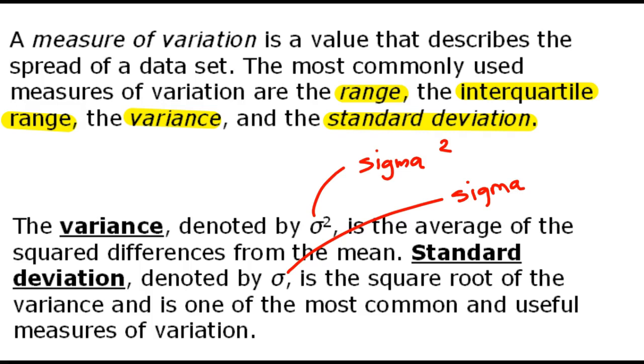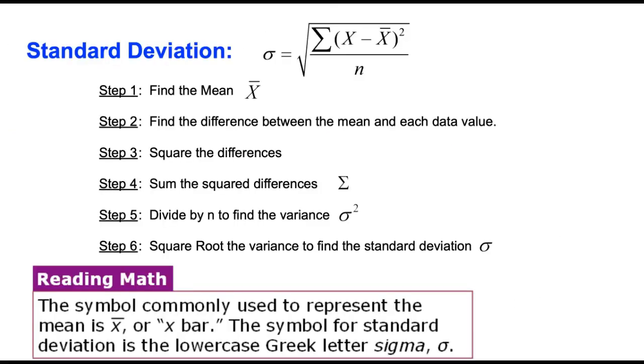So there we go. Let's pop over to the next page. Here's the process. This goes through the process of how you find the standard deviation. And first thing you do is you have to find the mean. Then you find the difference between each value and the mean, kind of like what we just did.